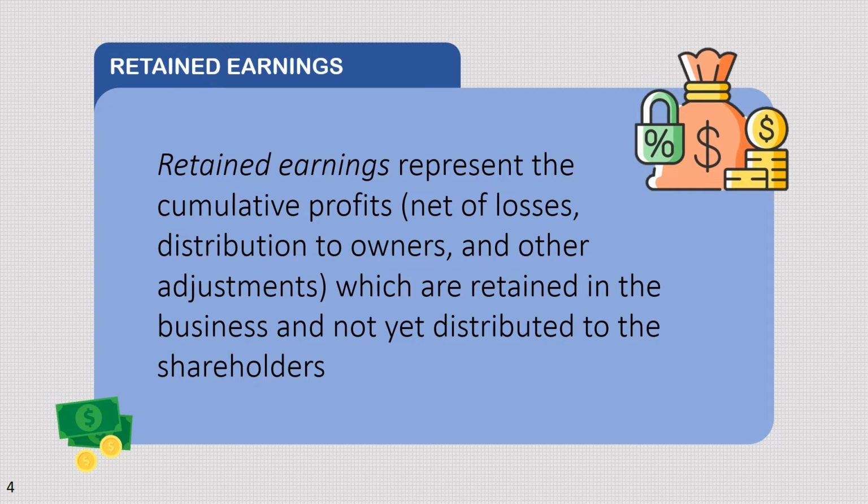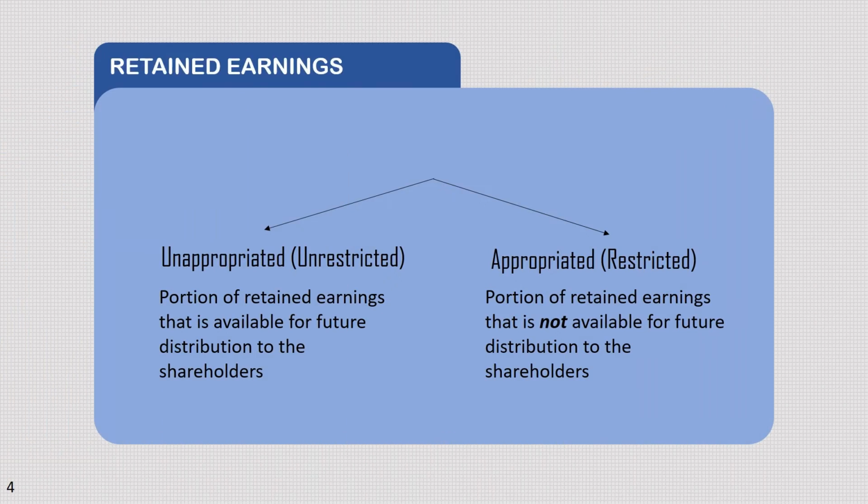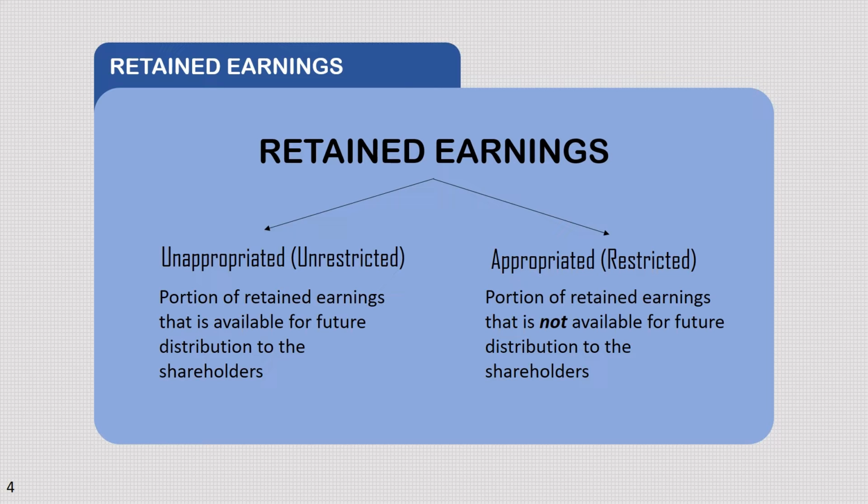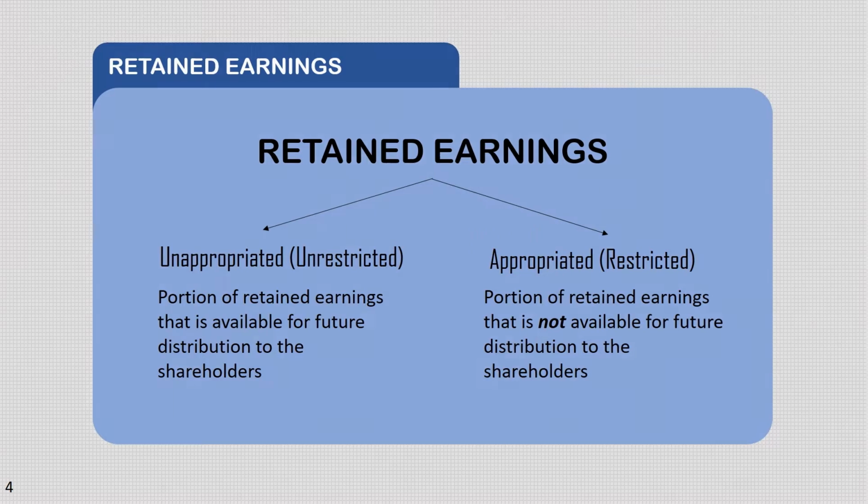Retained earnings has two portions. First, the unappropriated or the unrestricted. This portion of retained earnings is available for future distribution to the shareholders. Next portion is the appropriated or the restricted. This portion of retained earnings is not available for future distribution to the shareholders.